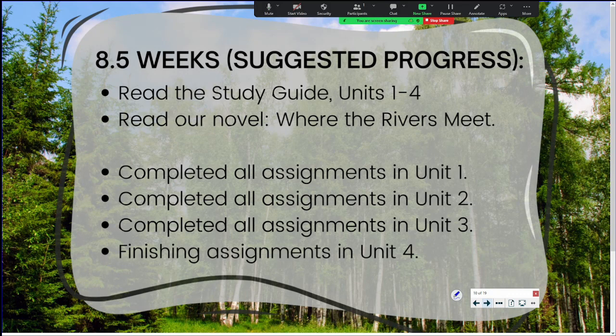I do have this suggested progress up on the screen. If you've been doing this for about 8.5 weeks, then you should have read the study guide, units 1 through 4, should have read the entire novel, Where the Rivers Meet, should have completed all the assignments in units 1, 2, and 3, and you should be just finishing up assignment 4 now. That gives you a good idea of how long it's going to take you. There are 4 units in this course. It should take you about 2 weeks to get through a unit, and then study for the final exam. So it takes about 9 to 10 weeks to go through a course, realistically, right?